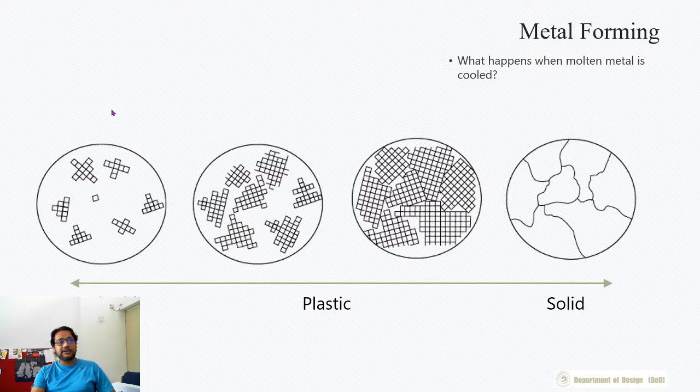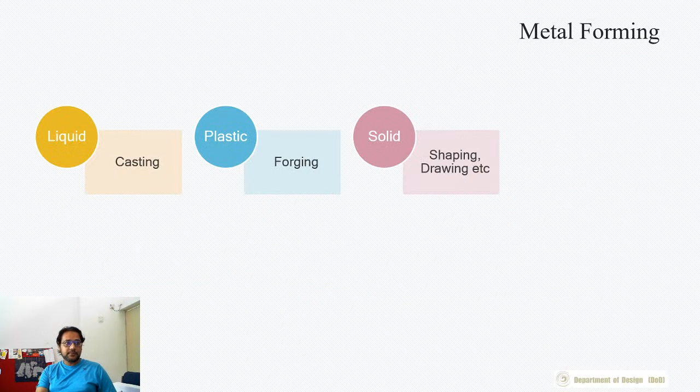So we'll take a look at casting, which is a category of manufacturing processes which use or manipulate liquid metal. This chart is exactly what I was trying to explain just before. In the liquid stage, we have casting.